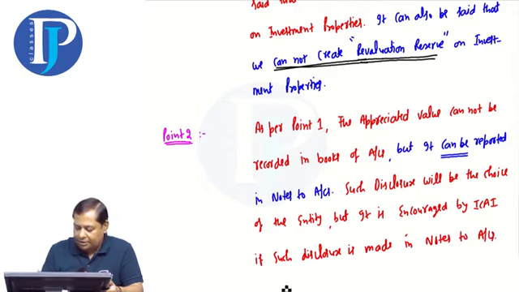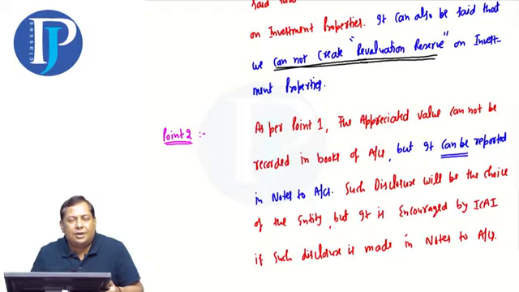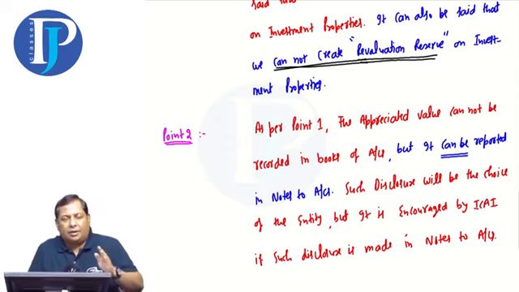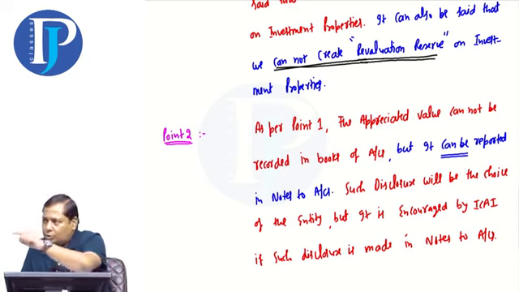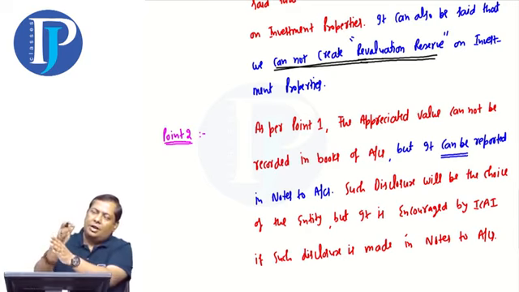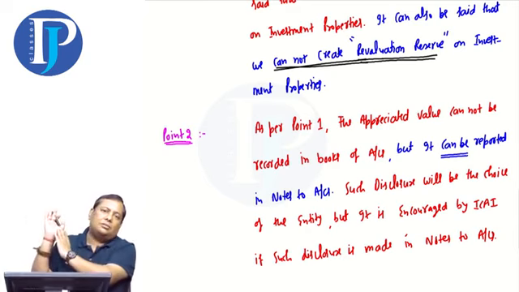If such disclosure is made in notes to accounts, then ICAI encourages this, okay? Firstly, appreciated value cannot be brought to the books. So where can this value be shown? In notes to accounts, and in that show it outside the P&L and balance sheet. Okay.